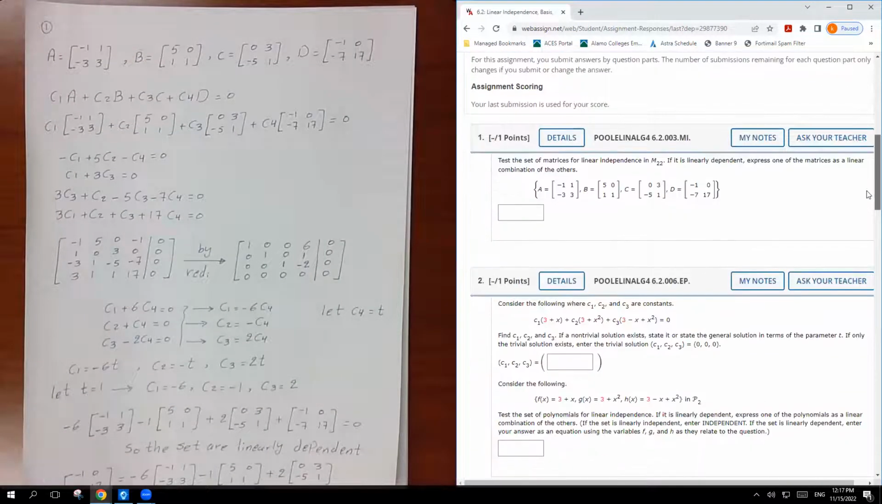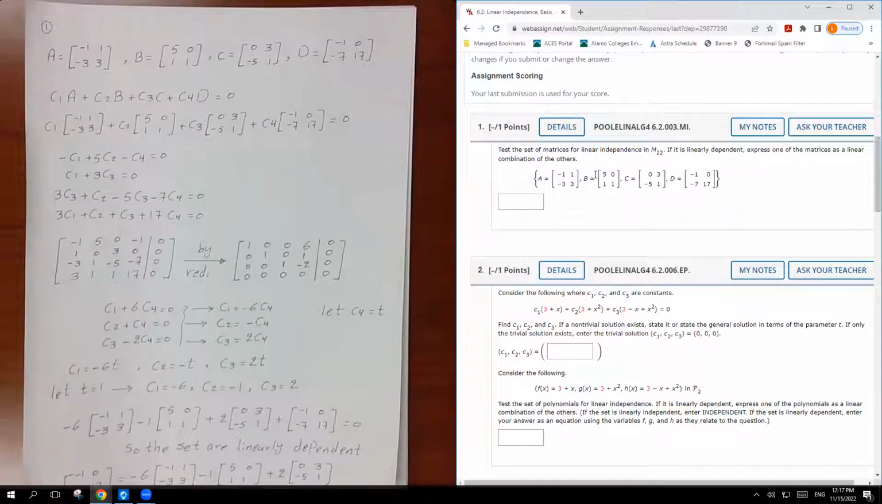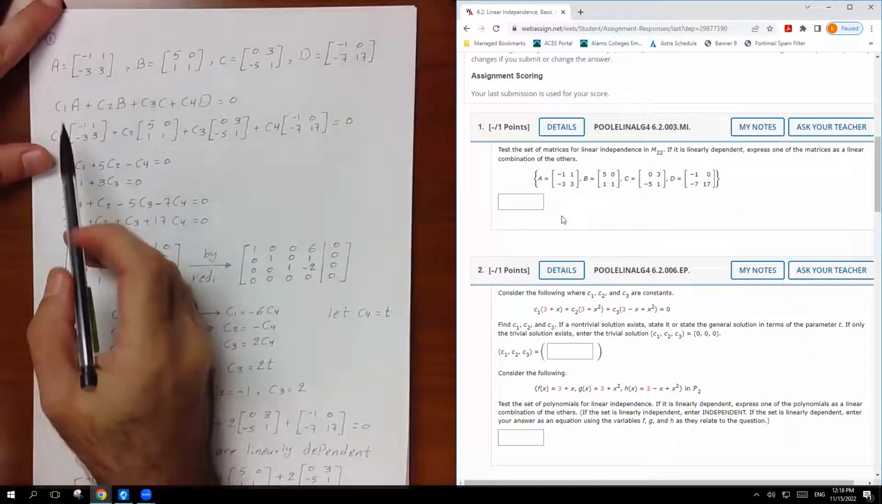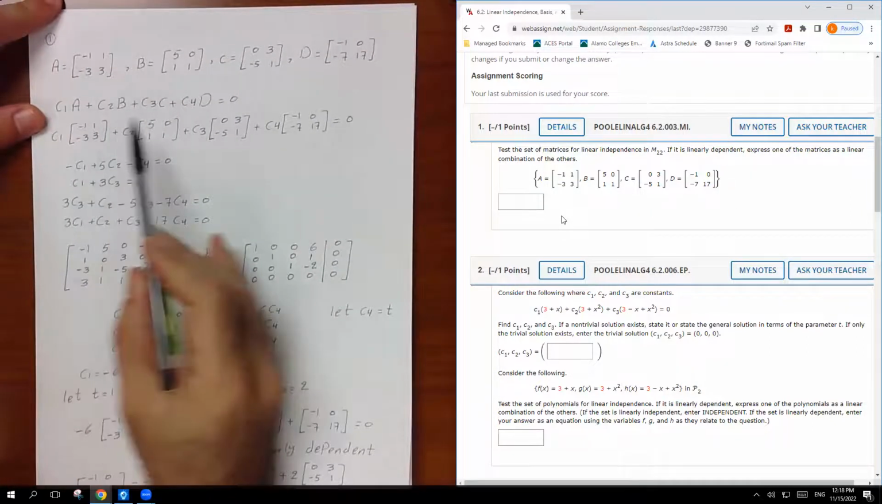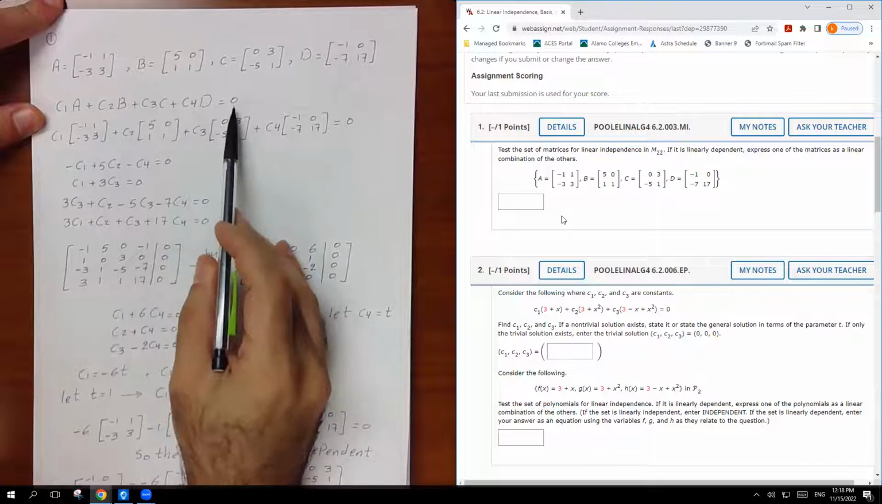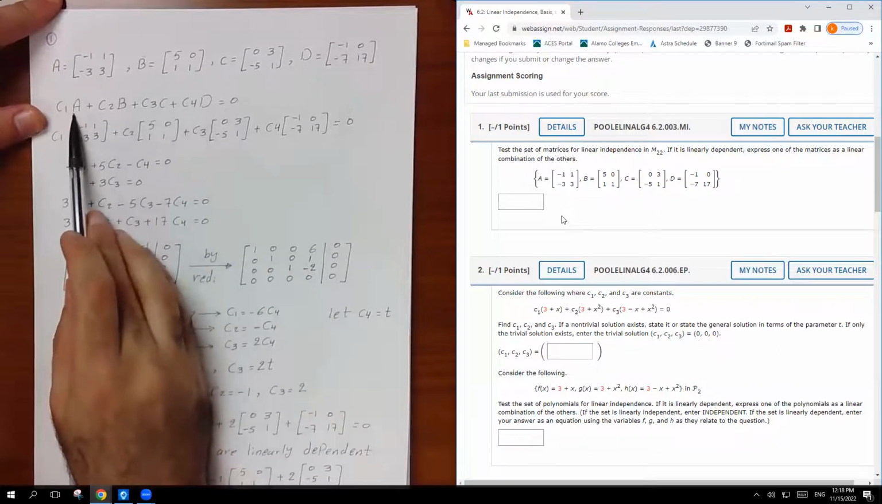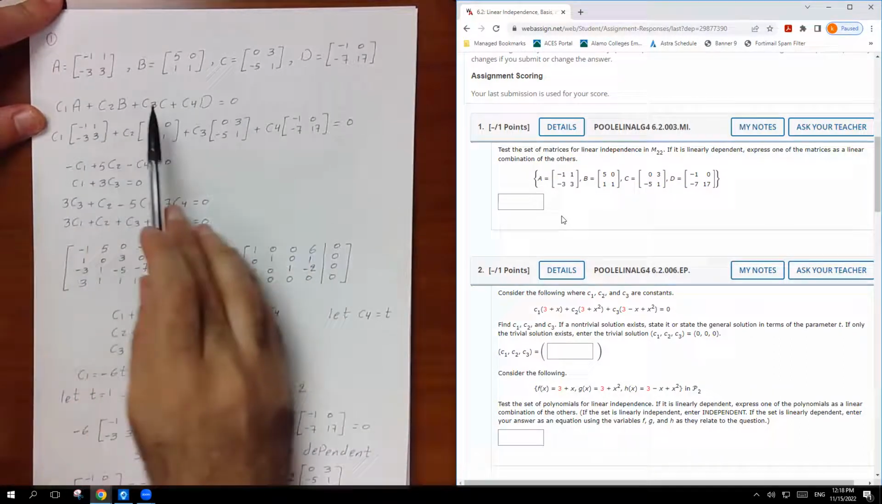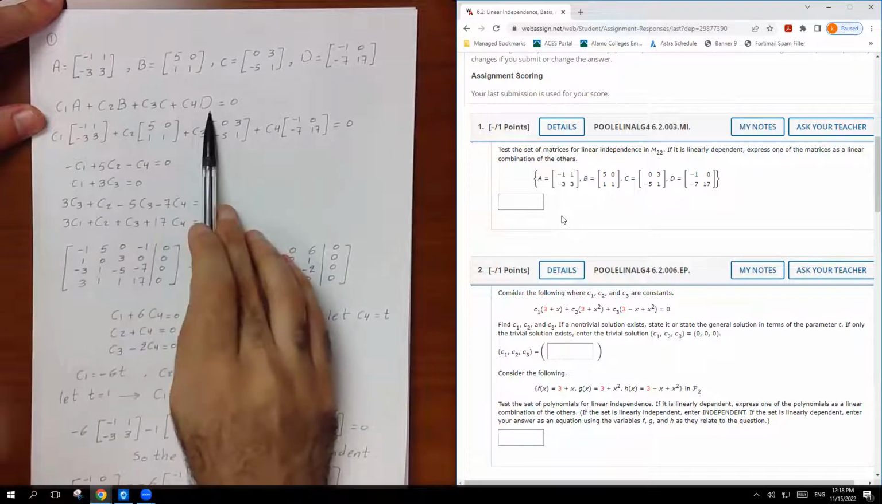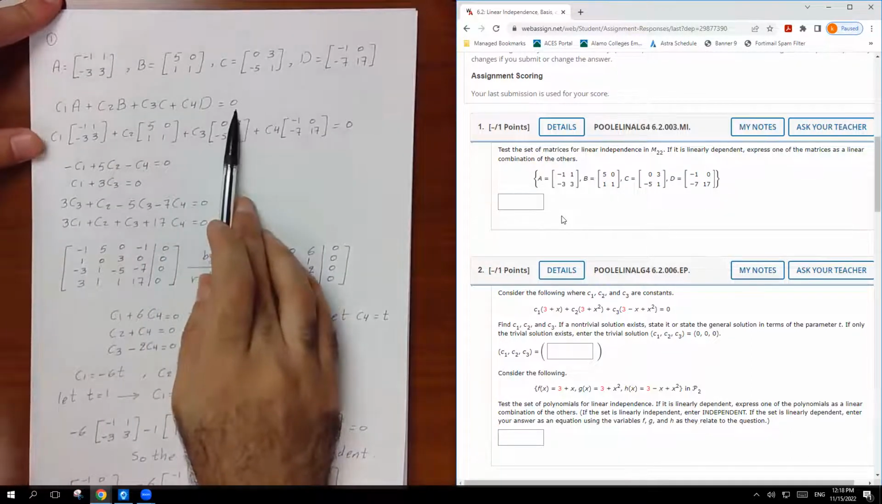They can tell you to test the set of matrices for linear independence. So how are we going to check whether these matrices are linearly independent? We have to assume that the coefficients C1, C2, C3, and C4 equal 0. That means C1 A, C2 B, C3 C, and C4 with the matrix D is going to be 0.